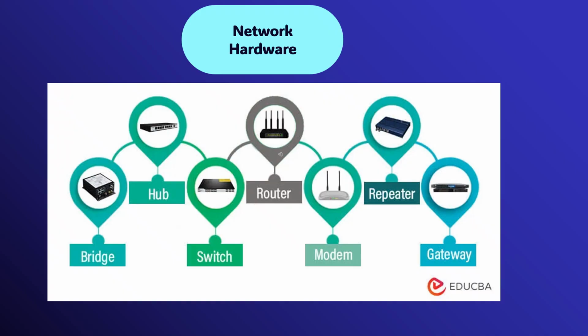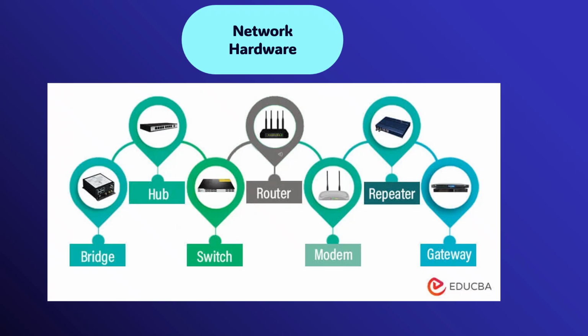So this diagram illustrates how these different hardware devices, the modem, router, switch, and access point, are physically connected together in a typical network setup. Visualizing this flow makes it much easier to understand how data actually travels from the wider internet all the way down to the device in your hand.